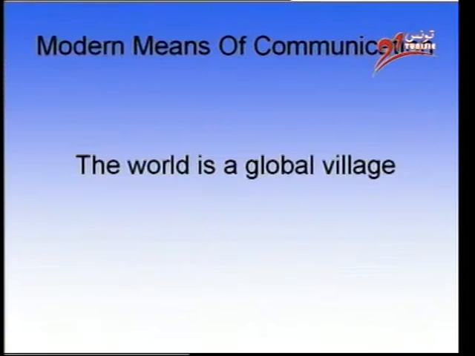I mean, before we used it to make very expensive phone calls, and sometimes we could not make these phone calls to people who are living very far away. Now, through the internet, for example, we can chat, watch, and talk to people living everywhere. This is why modern means of communication has made the world a global village.